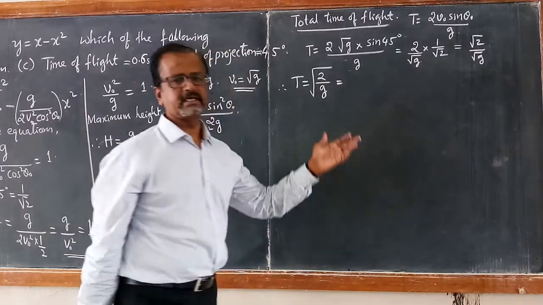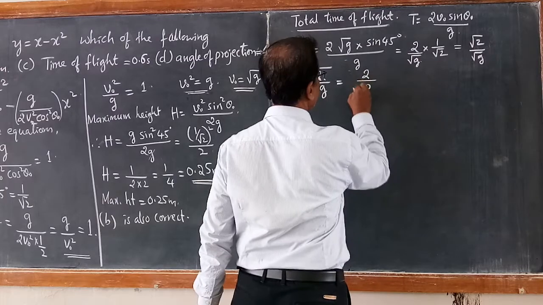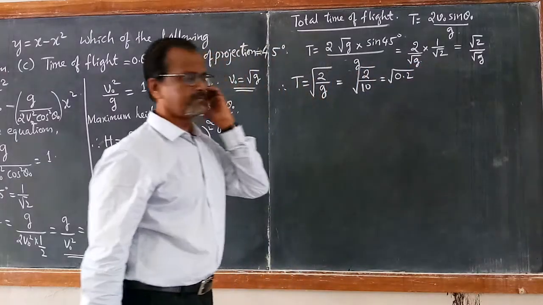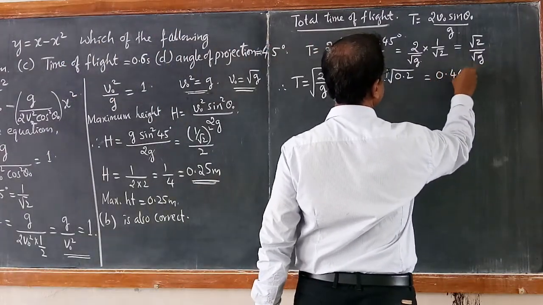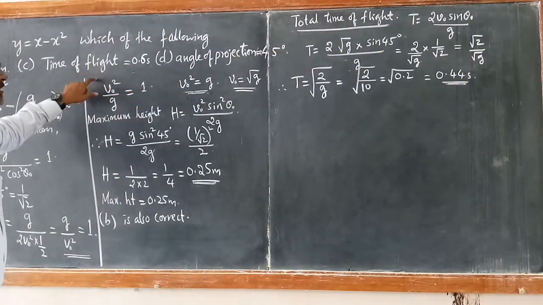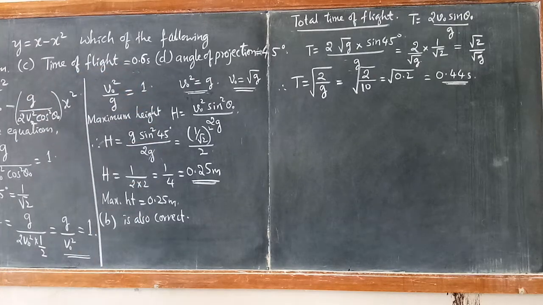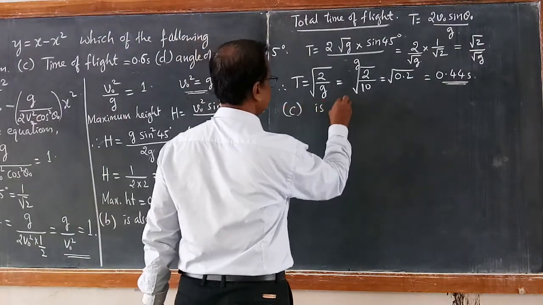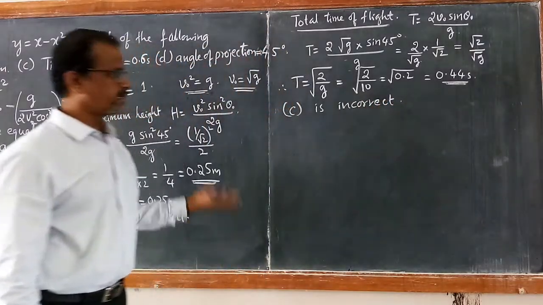So therefore, t can be written as root 2 by g. For convenience, let us take g equal to 10 meter per second square. So 2 by 10 under root, it becomes 0.2. So if you take square root of 0.2, it becomes 0.44 seconds. So if you check time of flight, the given option is 0.6 seconds. So 0.6 seconds is a wrong option. Therefore, C is incorrect. Then D must be correct.